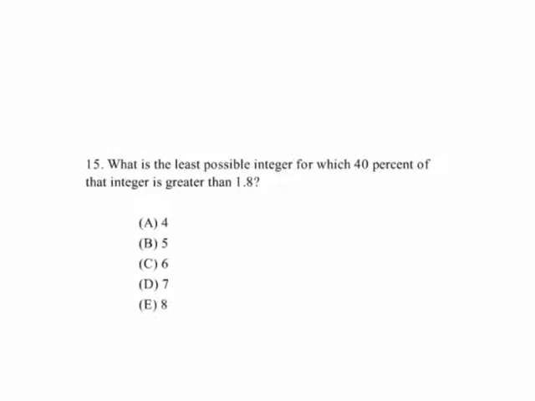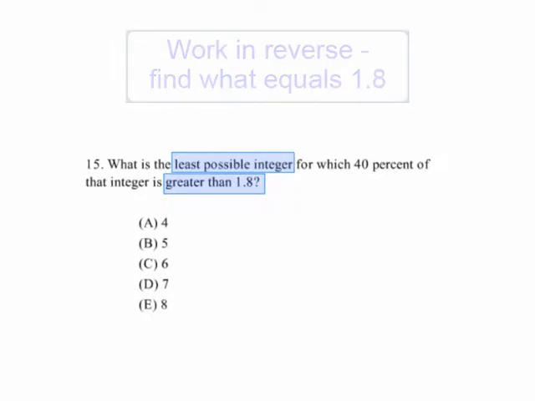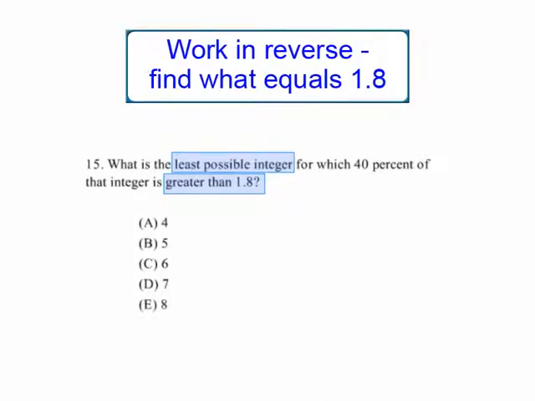This is a percent problem where we want to know the least possible integer for which 40% of that integer is greater than 1.8. Well, let's just work in reverse. Let's find out what equals 1.8. Remember, with percentages, it's best to work with them as decimals. So 40% is 0.40 times x equals 1.8. If we divide both sides by 0.4, we get 1.8 divided by 0.4.